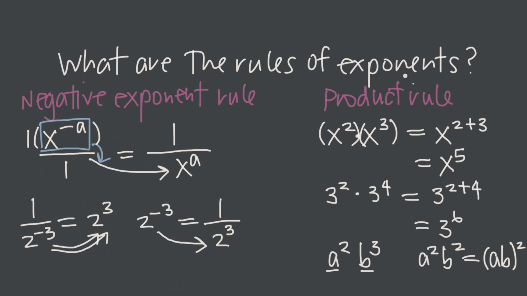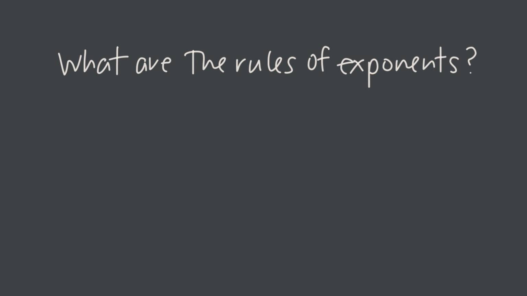Again, we're talking about the product rule, where product means multiplication. So this applies to terms that are being multiplied together. So if we have a squared multiplied by b squared, we can put the ab together and put the exponent outside of it. Now this is the last one, and it's similar to the product rule, but this one is called the quotient rule.